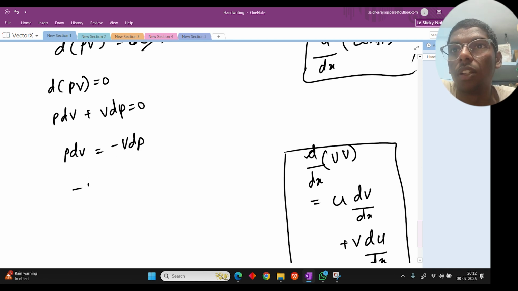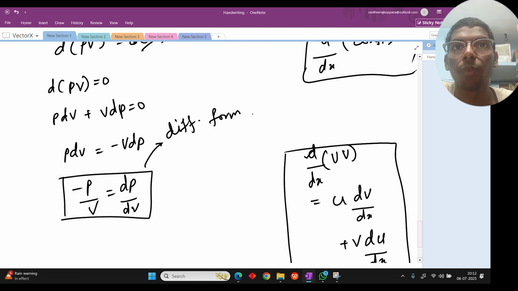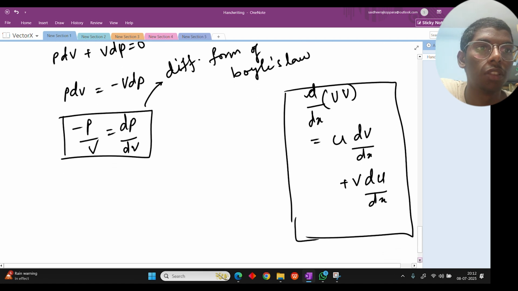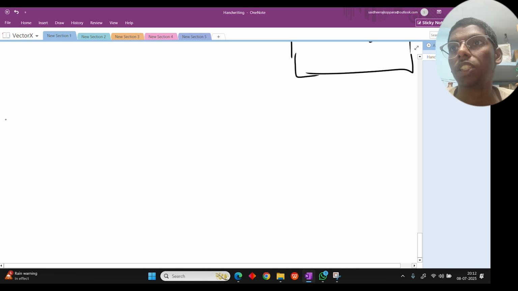Minus p by v equals dp by dv. This is your differential form. This is your differential form of Boyle's law. Okay. Next one. It's your Charles law.